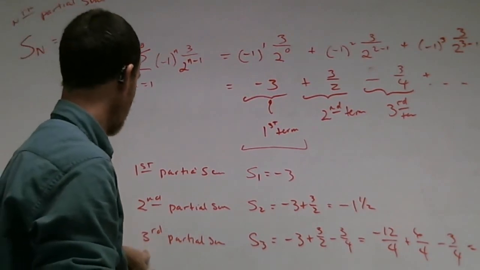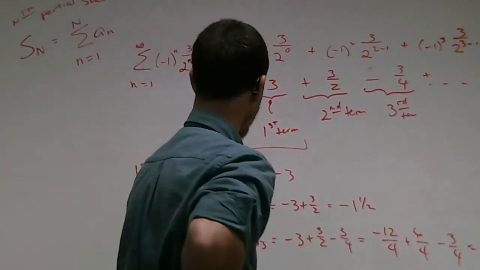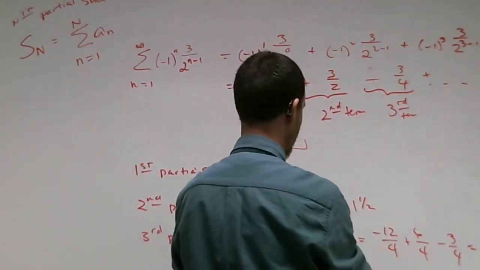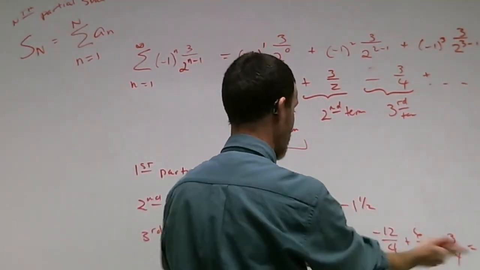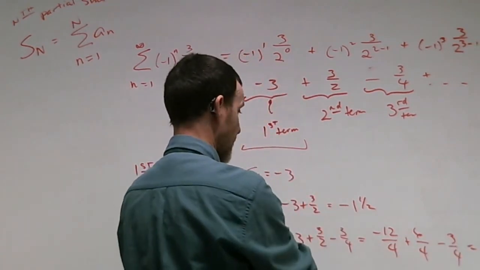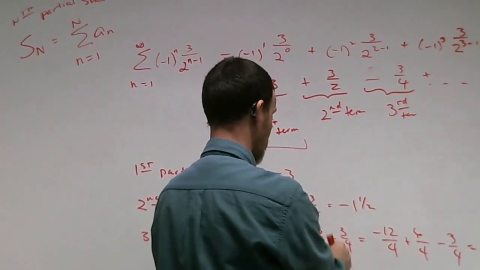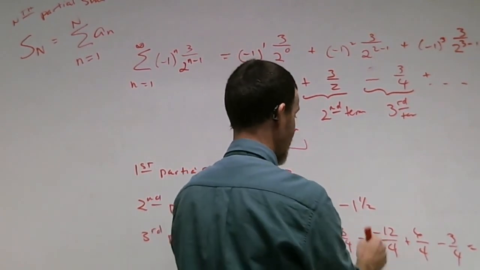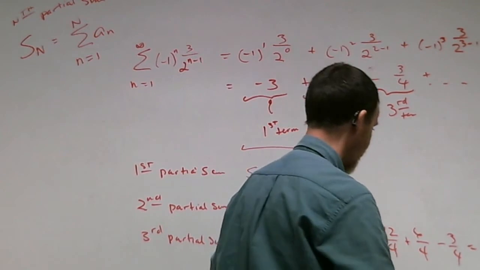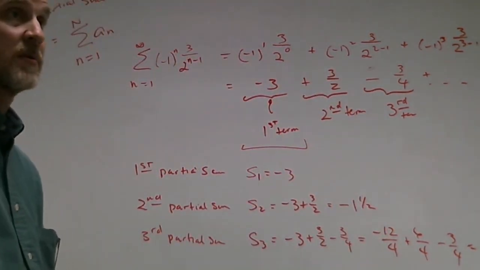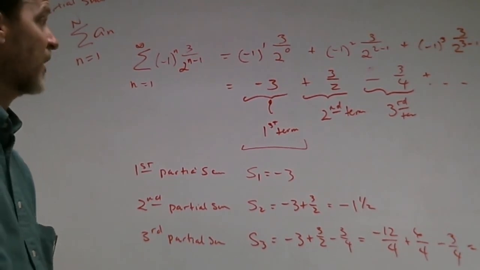This one? Yeah. It's supposed to say the third partial sum, S3, is just the sum of these: -3 plus 3 halves minus 3/4. So all I did was get a common denominator. -3 is -12/4. Then multiply this one by 2 over 2, 6/4, -3/4. Then I hope I added right and got -9/4. All right? So that's the definition.